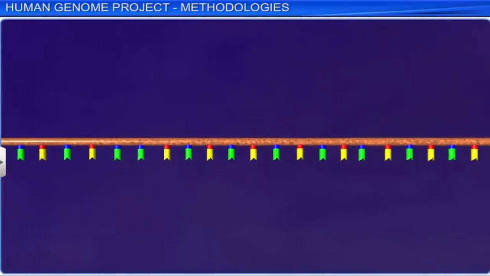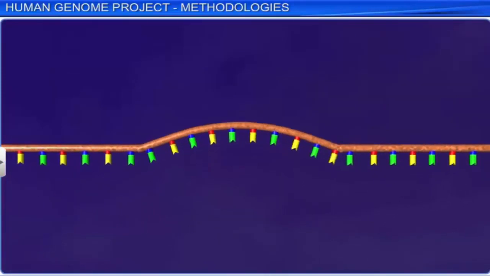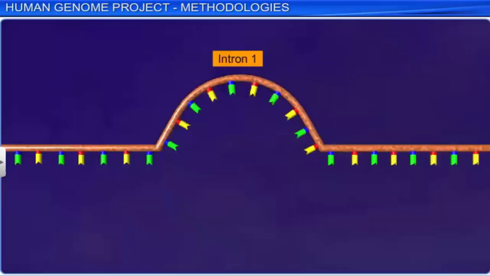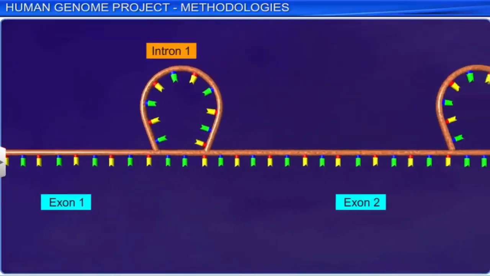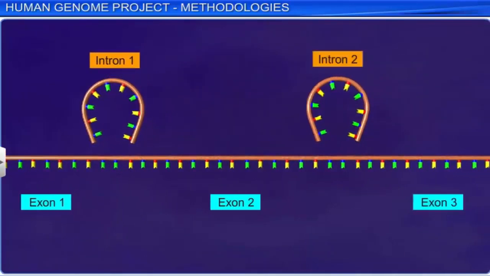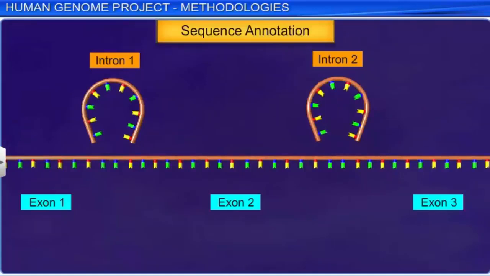In the second methodology, the entire set of genome that comprised all coding and non-coding sequences was indiscriminately sequenced, and later different regions of the sequence were assigned a function. The assigning of functions to sequences is called sequence annotation.